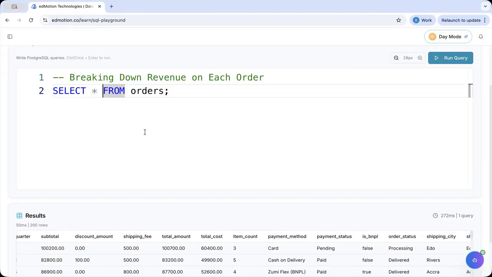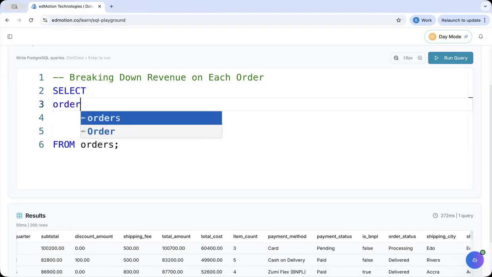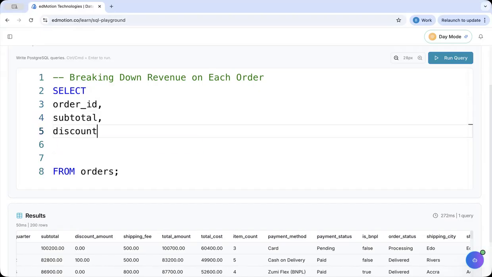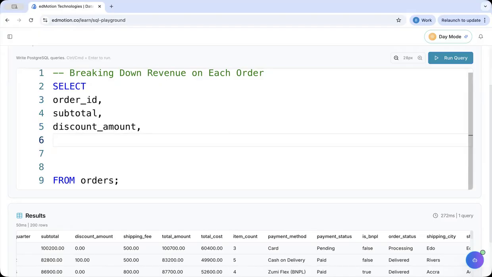So I will just shift this down. Okay, so then I can write the columns. So what do we need here? Let's say we'll need our order ID, and then we need the subtotal, the discount amounts. Okay, and I would like to see the shipping fee.